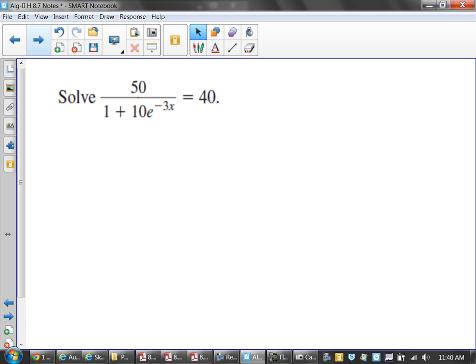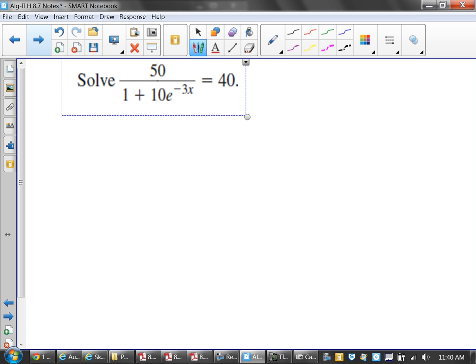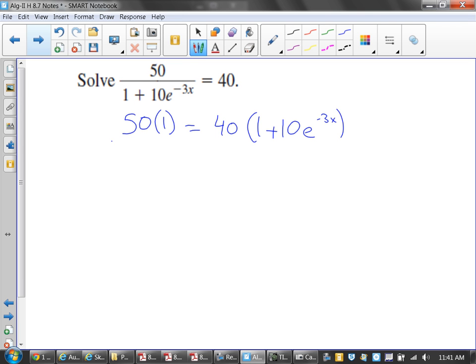So here, if we have fraction equal fraction, let me show you this little shortcut. We're going to get 50 times 1 is 40 times 1 plus 10 e to the negative 3x. Does everybody agree? Who wants to distribute? Why don't you want to distribute? Well, there's a reason why I don't want to distribute.